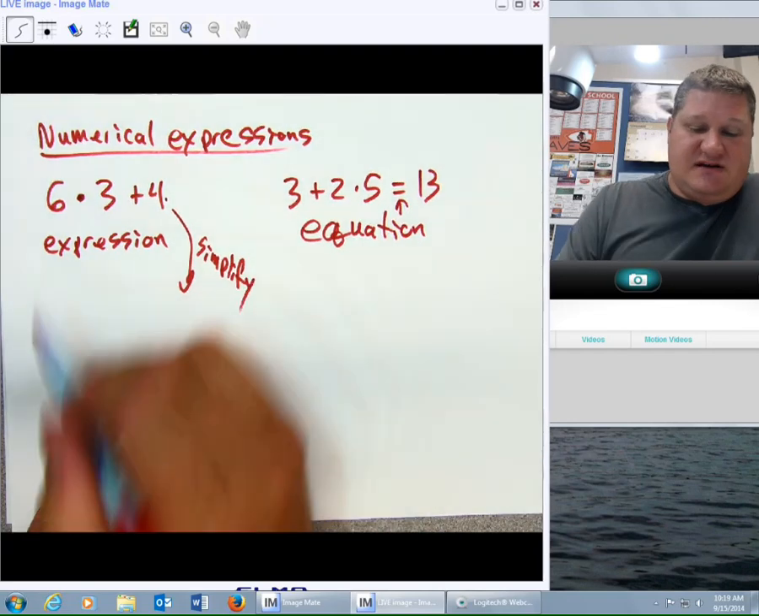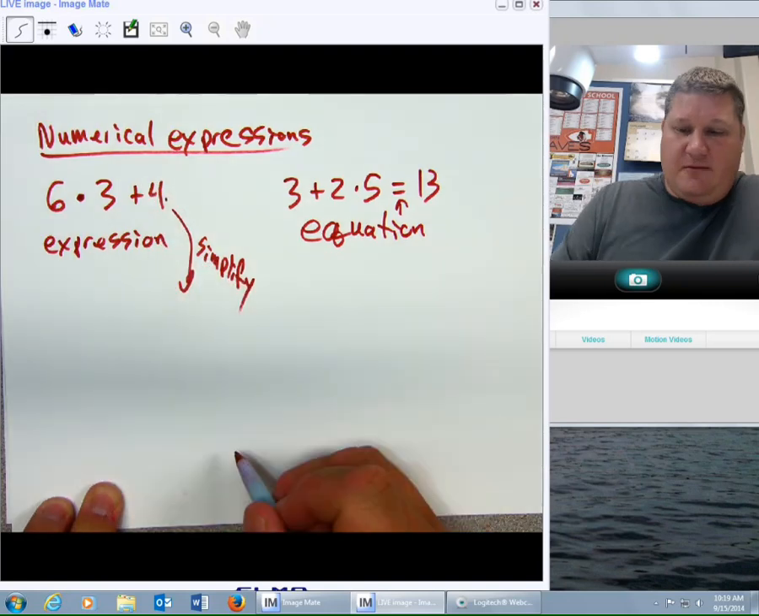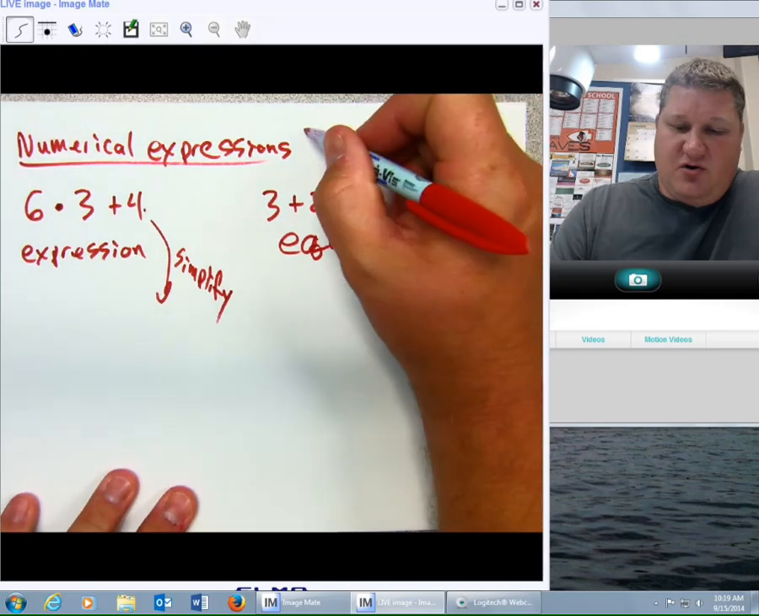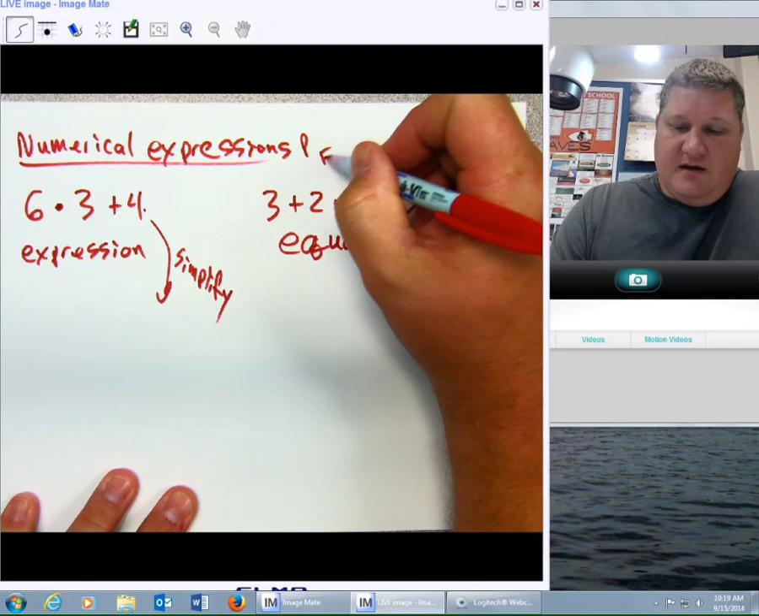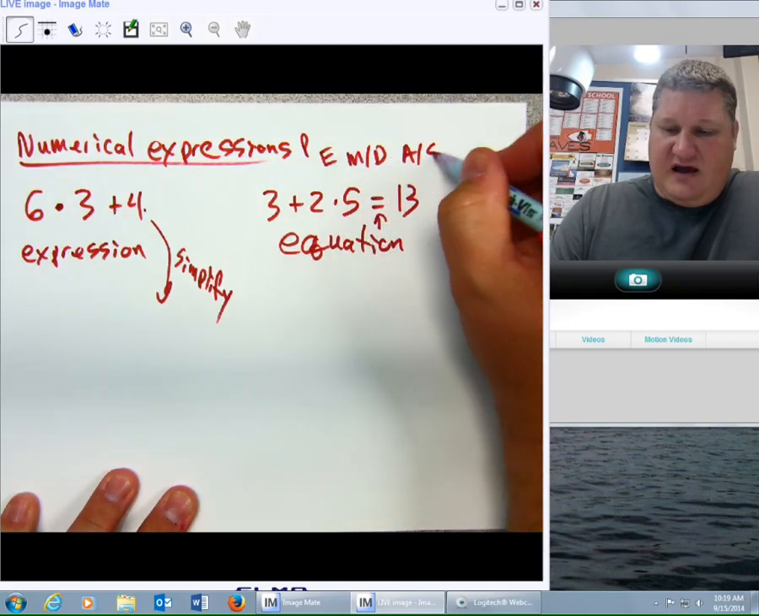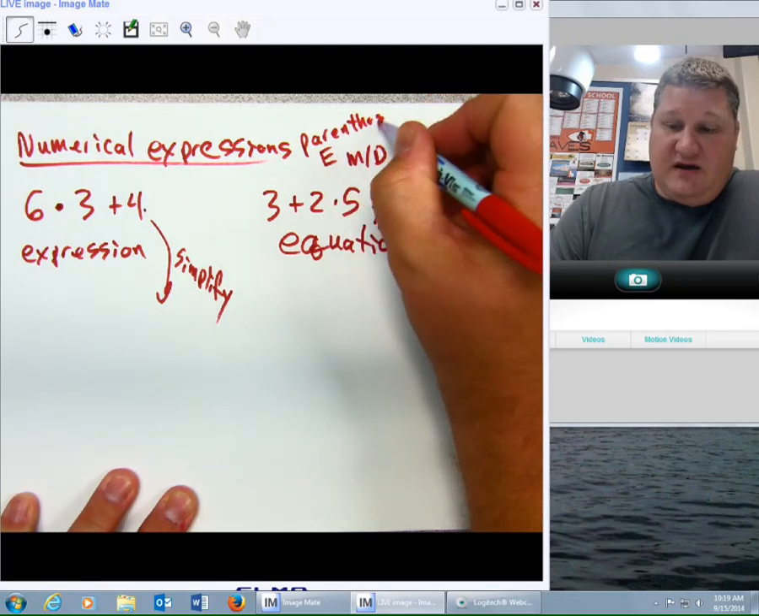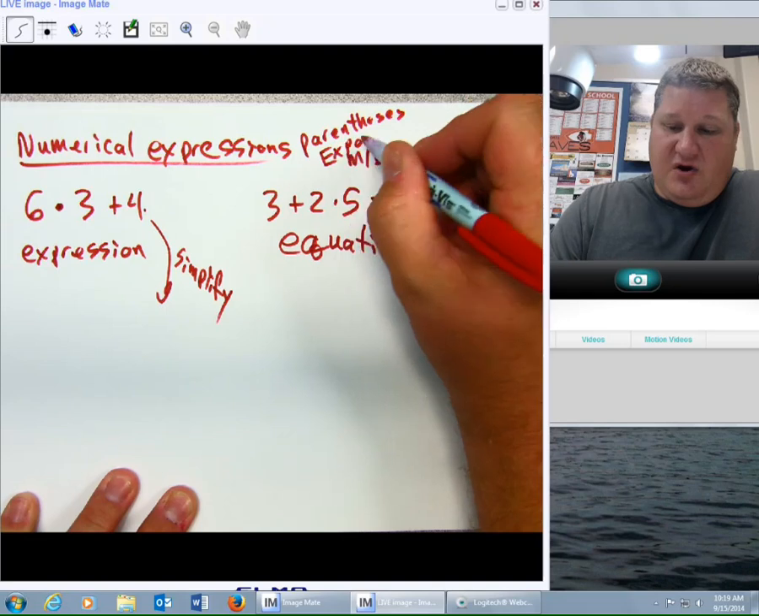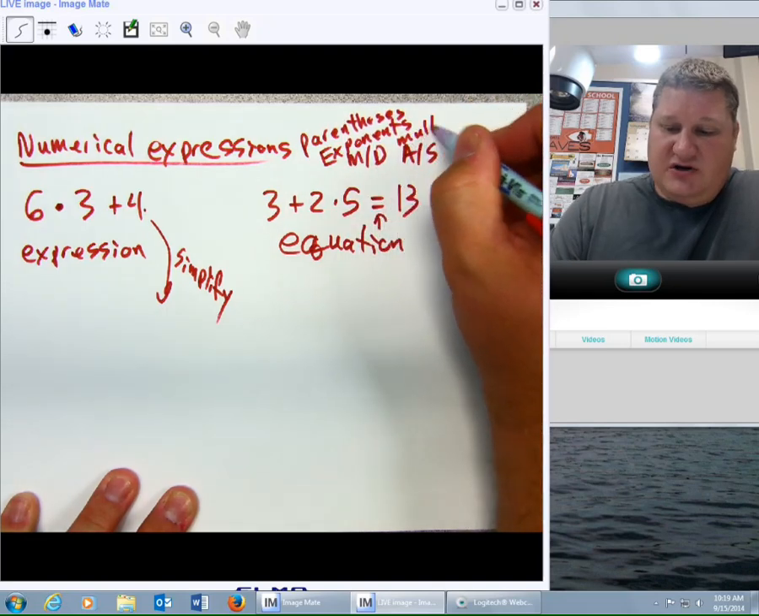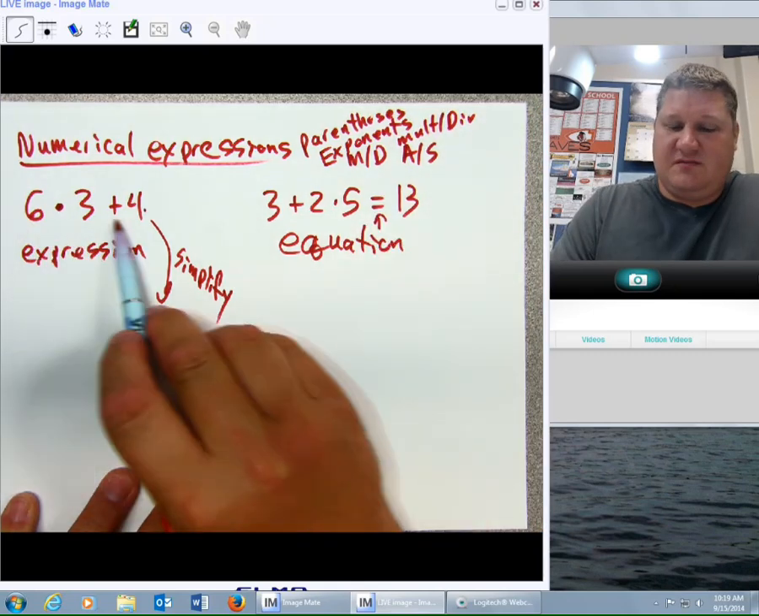To simplify this, we're going to use our order of operations. Now, let's go up and take a look at our order of operations. Order of operations are always P, E, M/D, A/S. Parentheses, exponents, multiplication or division. Now we do whichever one we come to first from left to right, which we'll talk about in a little bit.